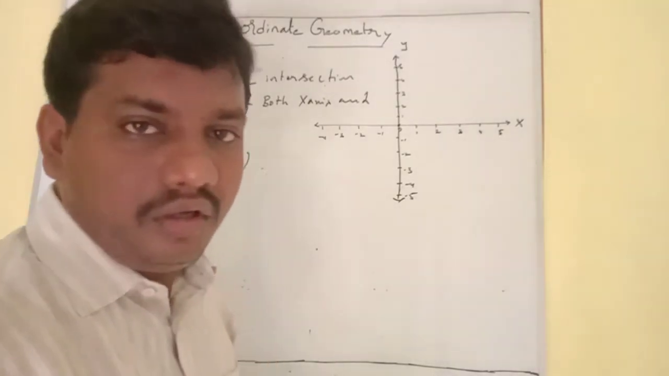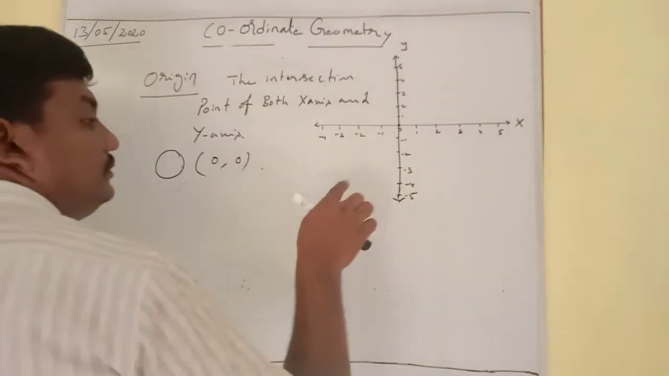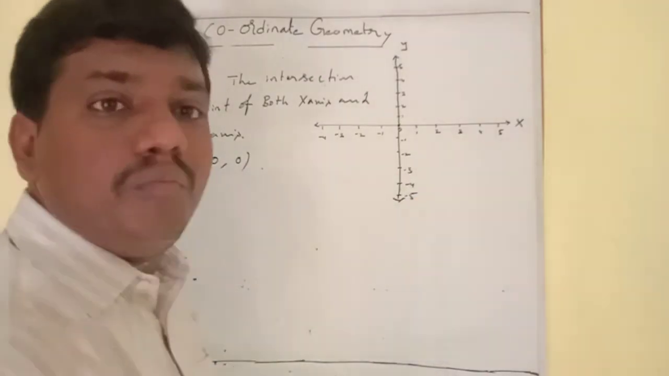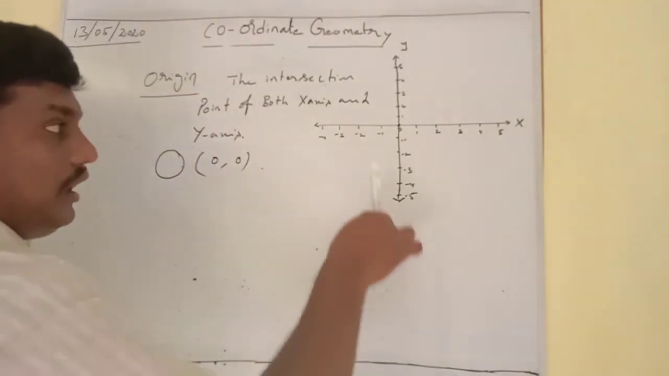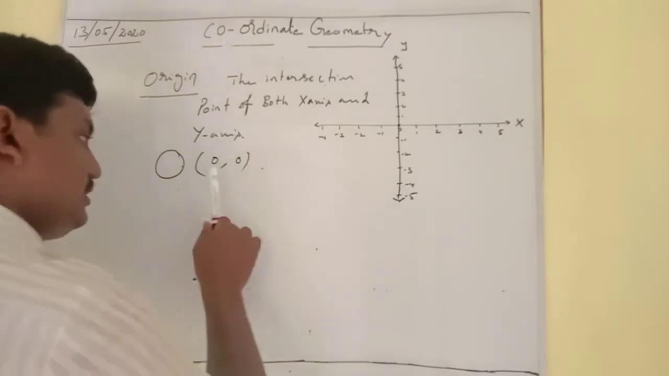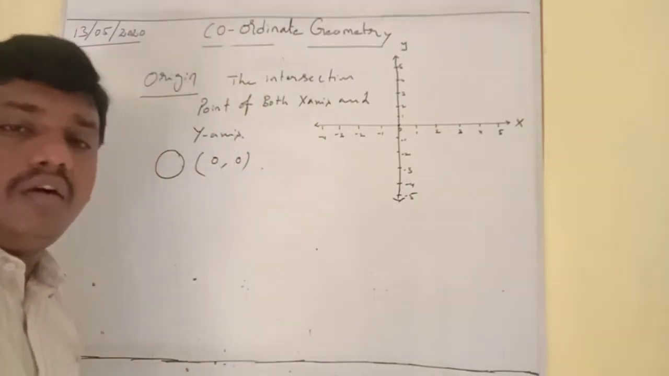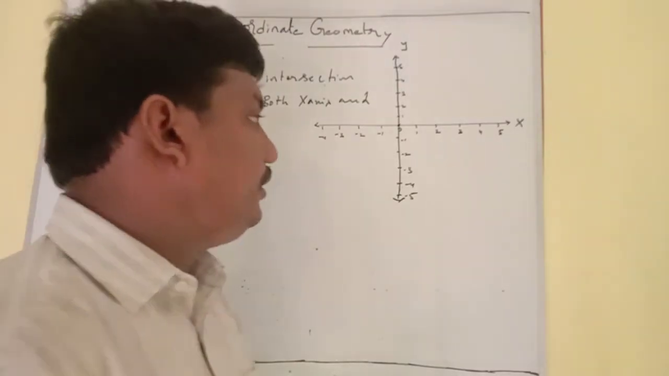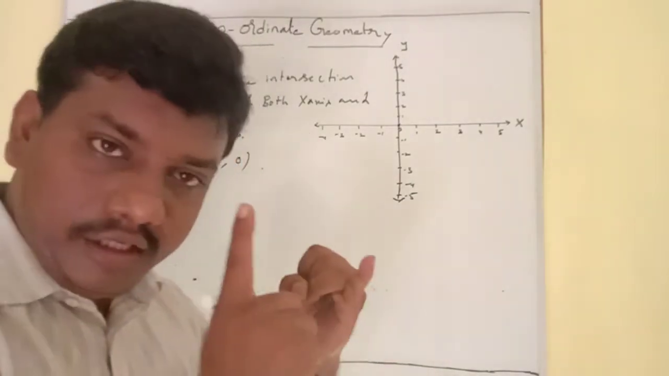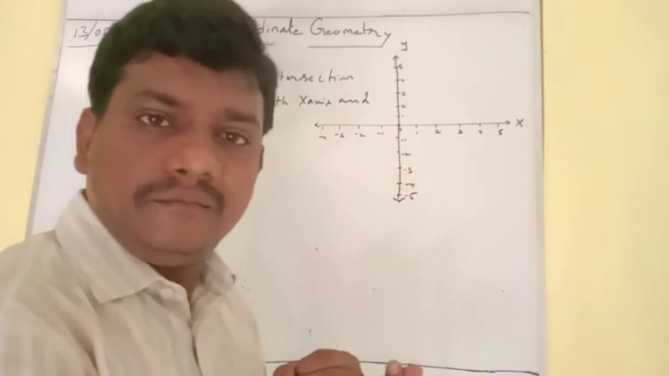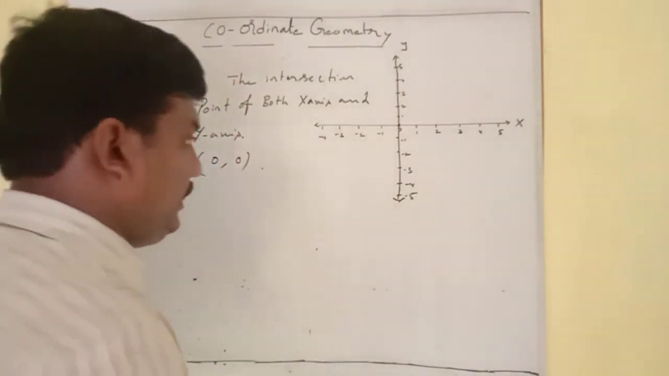This is called the origin. Origin means the point which lies on both reference lines, that is, both the x-axis and y-axis. So another definition: the point which lies on both the x-axis and y-axis is also the origin point. Now, how to locate a point on a coordinate plane? Coordinate plane, Cartesian plane, XY plane, or 2D plane. These are the names you can consider.